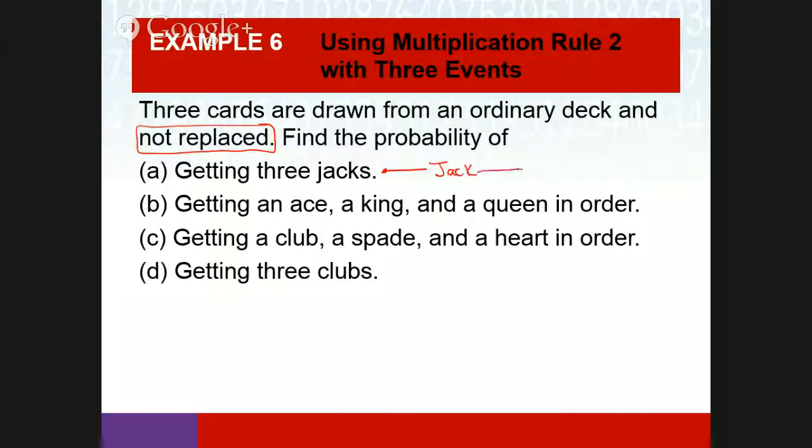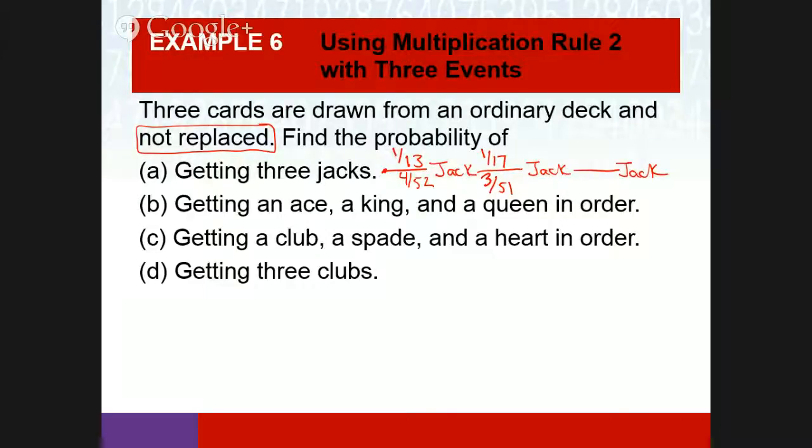3 out of 52. So the first, what's the probability of the first card being a jack? 1 out of 13, or 4 out of 52. I'll write 4 out of 52 on the bottom. What's the probability that the next one's a jack, given the first one was a jack? 3 out of 51. I don't know if that simplifies. To 1 over 17. Is it 1 out of 17? Yeah, 1 out of 17.